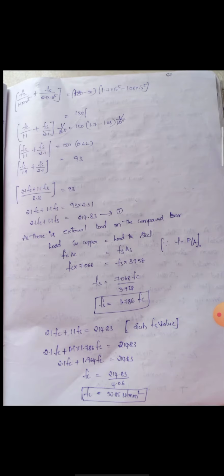So here on both sides L value gets cancelled. So Fc by Ec plus Fs by Es equal to T into alpha C minus alpha S. So Fc by Ec, the value of Ec is 1.1 into 10 power 5, plus Fs by Es, the value of Es is 2.1 into 10 power 5, that equal to T.